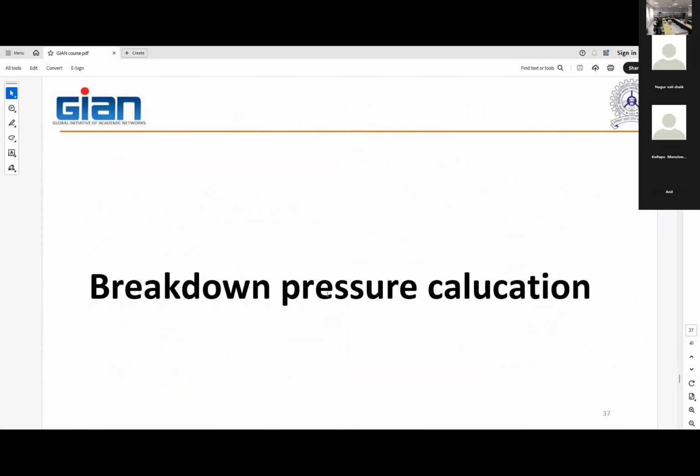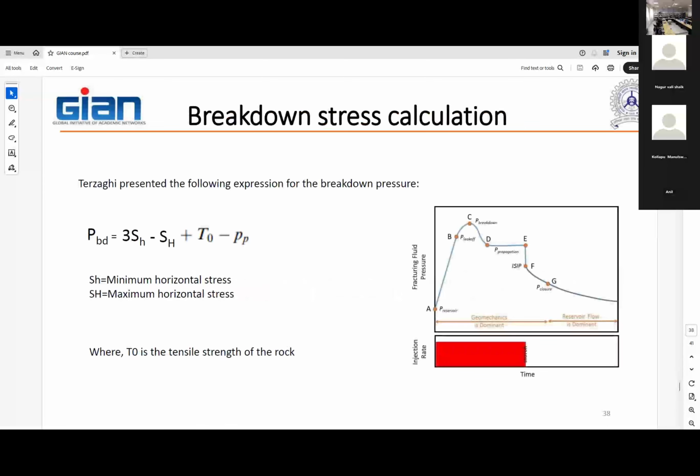Next, let us calculate the breakdown pressure. So I hope you have seen this profile before. So this is the profile. If you start pumping fluid, suppose you have made the well, you have made the perforations, and you are pumping fluid in the wellbore. The pressure will increase initially. Then you will reach the leak off point, then the breakdown point, then you will reach the fracture propagation point, where you will propagate the fracture.